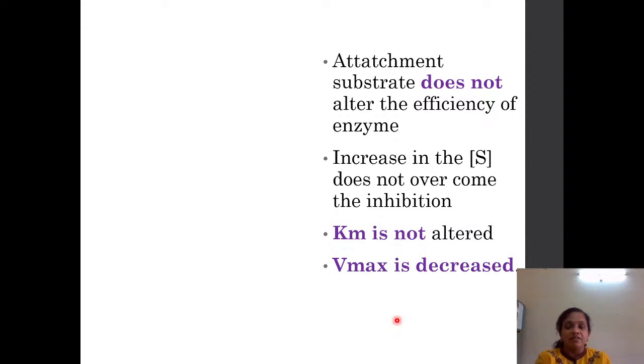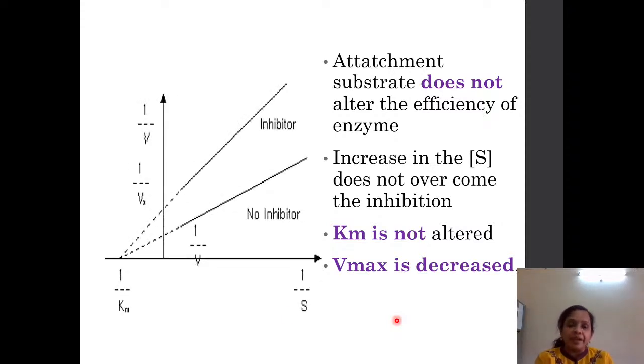That is the reason the Vmax is decreased. And now, by means of the Lineweaver plots, it can be represented in this way. Now, when inhibitors are given, this is without any inhibitor. This is the Vmax without any inhibitor. This is the Vmax with inhibitor.